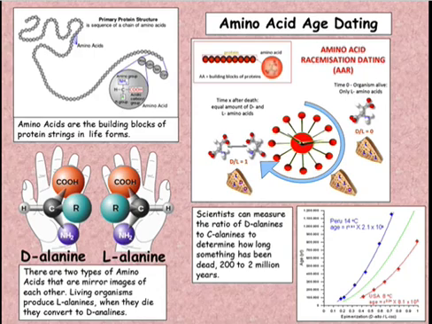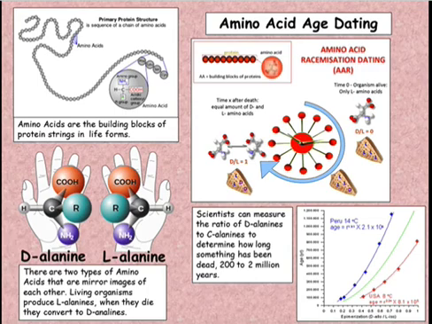So the ratio of D configuration to L configuration, which is 0 or all L's when the organism is alive, drifts toward 1 or equal numbers of D and L, which is the state of stability after the organism dies. The rate at which this configuration shifts is dependent on several variables, most importantly the average temperature of the area where the sample was collected.